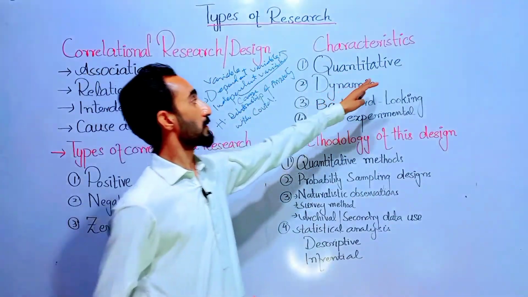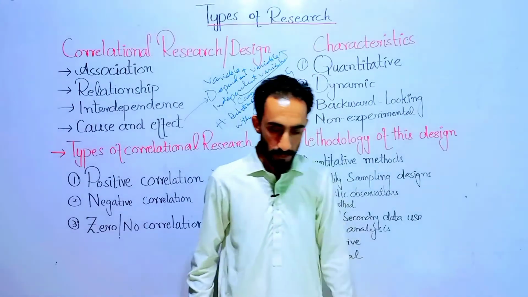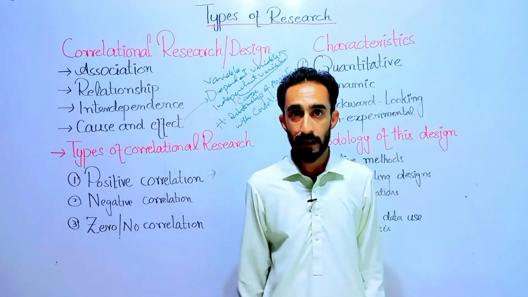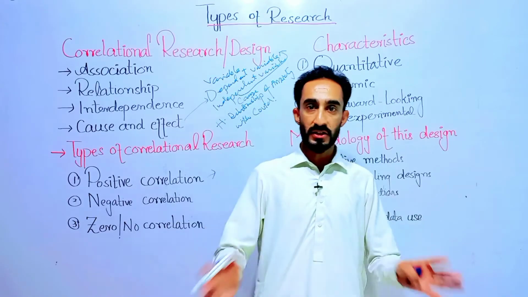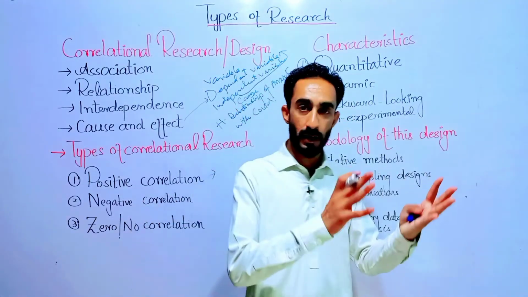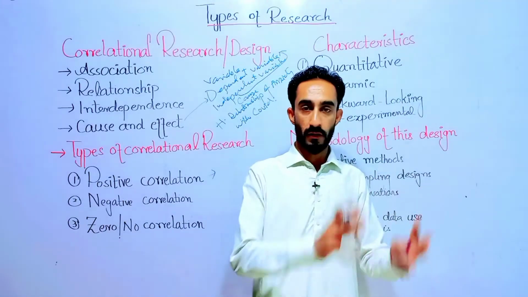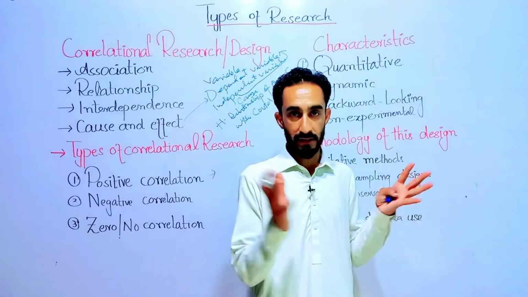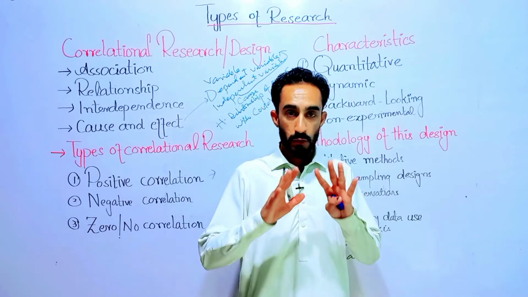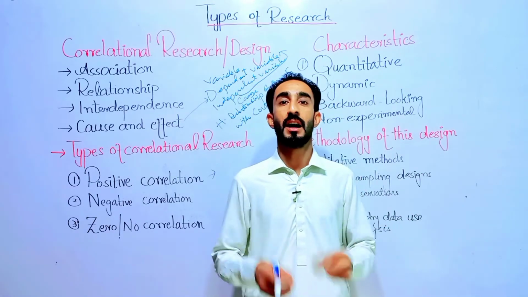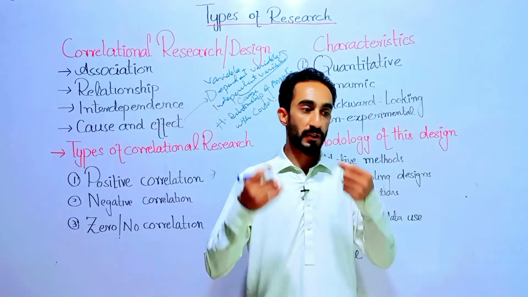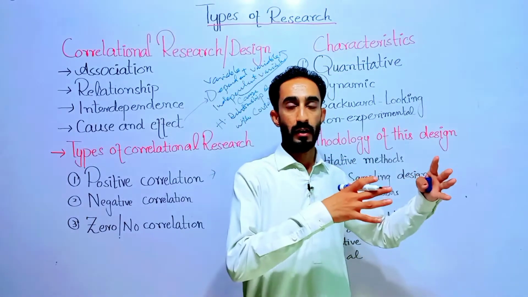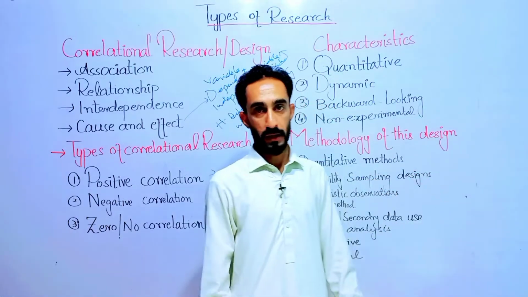Another characteristic is that it is dynamic in nature. Human behavior is a dynamic thing. A society is a dynamic thing, which changes from one place to another, changes about every 5 minutes or 5 seconds. It is not a stable unit or entity. So society and human nature are dynamic entities, and we are discussing correlational research in social sciences, which is mostly related to human behavior.